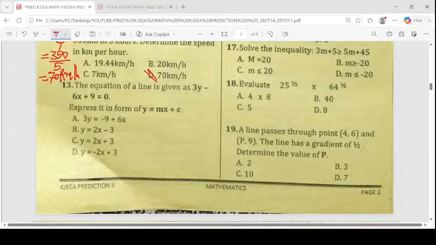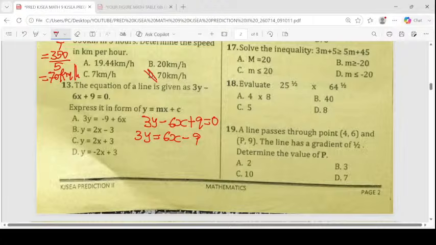Question number 13. The equation of a line is given as 3y minus 6x plus 9 is equivalent to 0. Express it in the form of y is equal to mx plus c. So when I have 3y minus 6x, then plus 9 being equivalent to 0. This will mean that when I take everything to the right, this will be 3y is equal to now 6x because it will now become positive, minus 9. When our number crosses the equal sign, the sign changes.